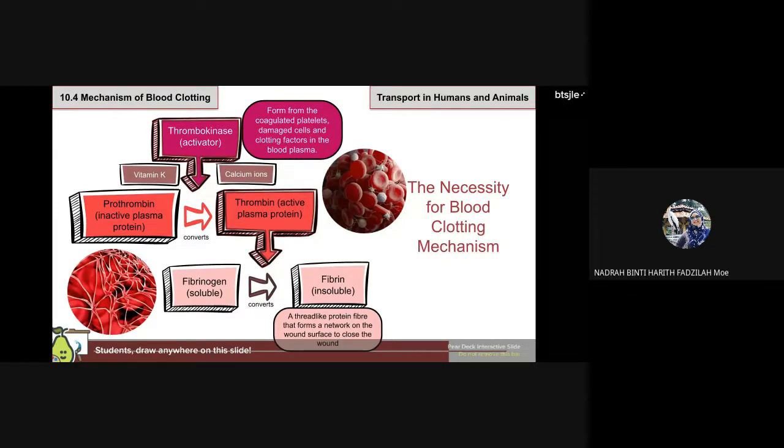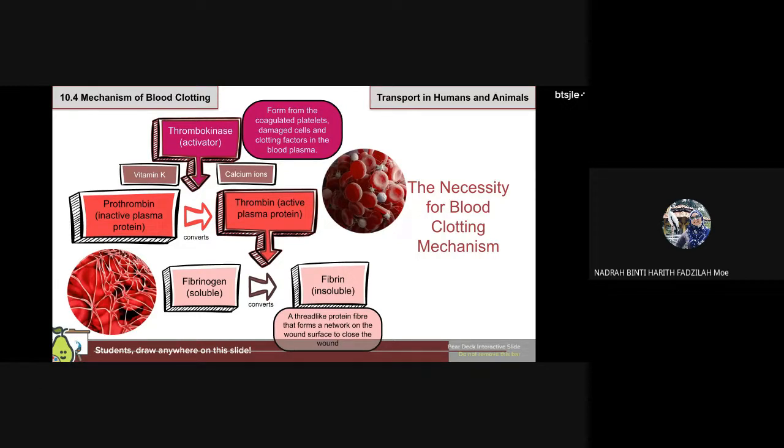Fibrinogen is the soluble form. Now when it is converted into fibrin, it is in insoluble form. So it will form a mesh or a network, atau jaring, to cover the surface of the exposed blood vessels, that will form a temporary plug that covers, atau that closes, the wound.